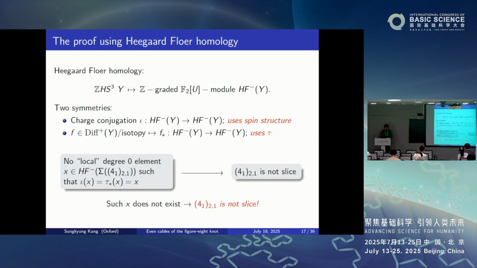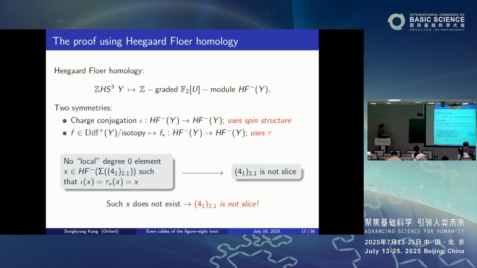Okay, so very vaguely, what happens is that Heegaard Floer homology is a package which, for an integral homology sphere, of course, is defined in a much more general sense. But in this case, it gives you an integer-graded F_2[U]-module called HF^-(Y), where U is a symbol of degree -2. And this comes with two symmetries. The first one is charge conjugation. It's called charge conjugation because that's what is already defined in the Seiberg-Witten sense. And it exists because Y has a unique spin structure.